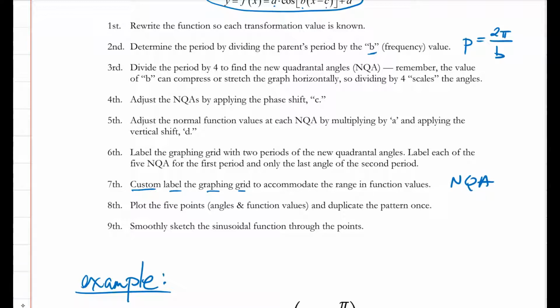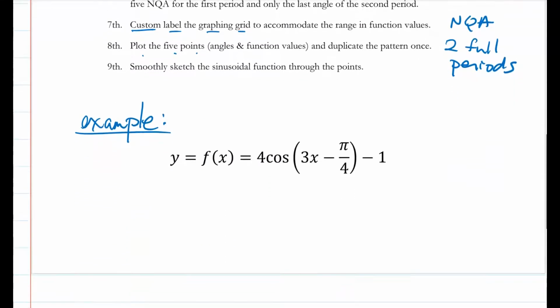We'll then plot the 5 points that go with the 5 NQA, the 5 graphing values, and we'll duplicate that pattern once. That will give us 2 full periods for these graphs. And then we'll sketch in a nice smooth curve that looks like a sinusoid, it looks like a wave. So let's take a look at an example now.